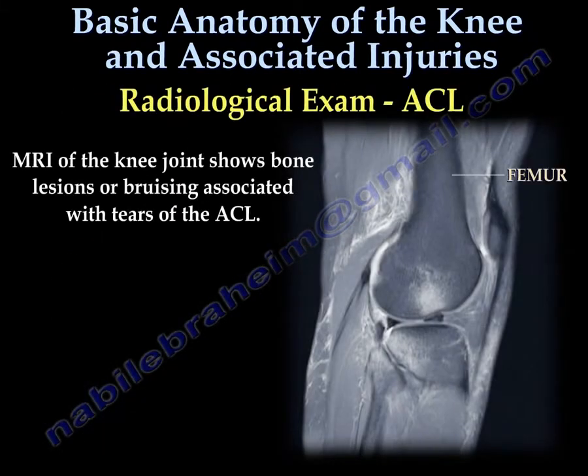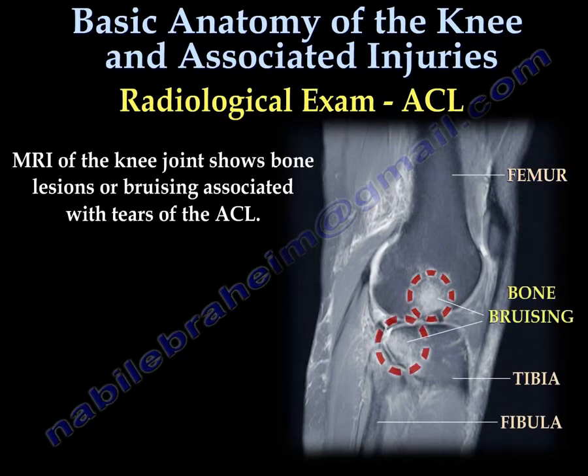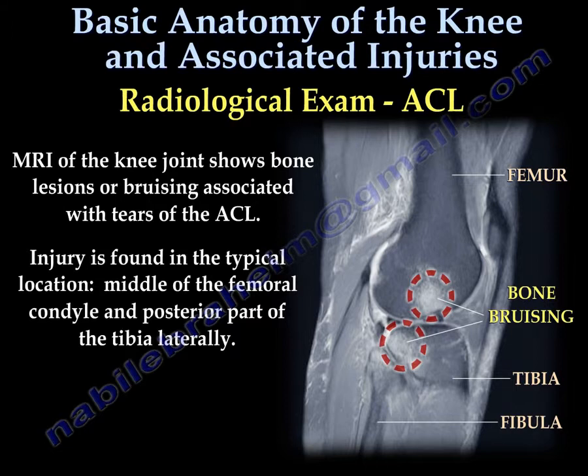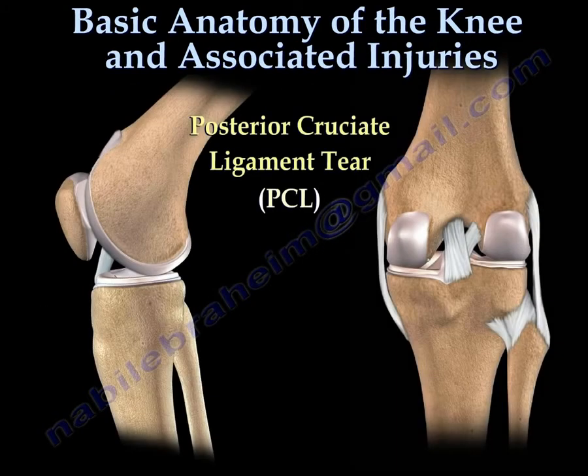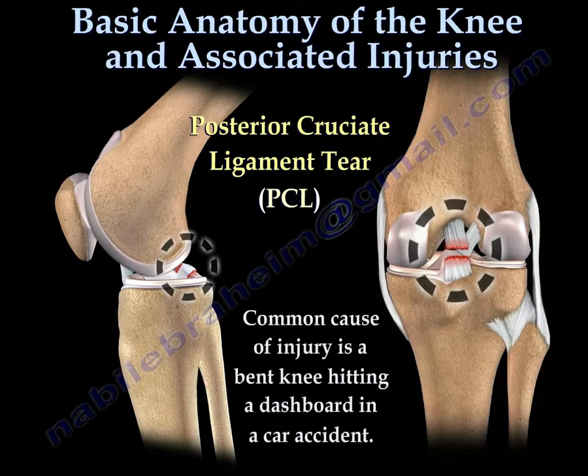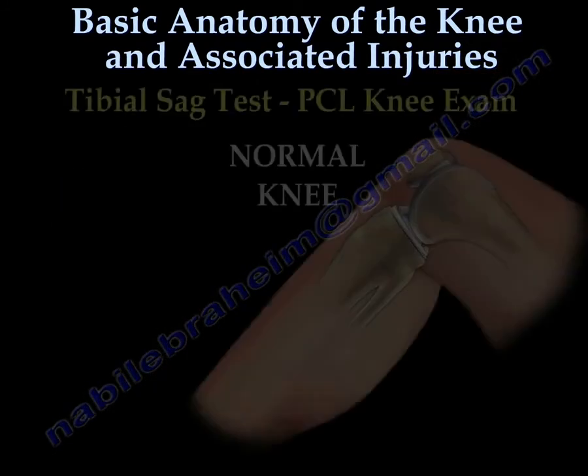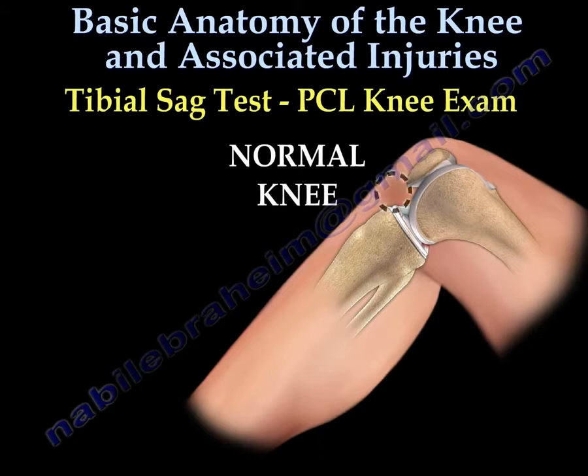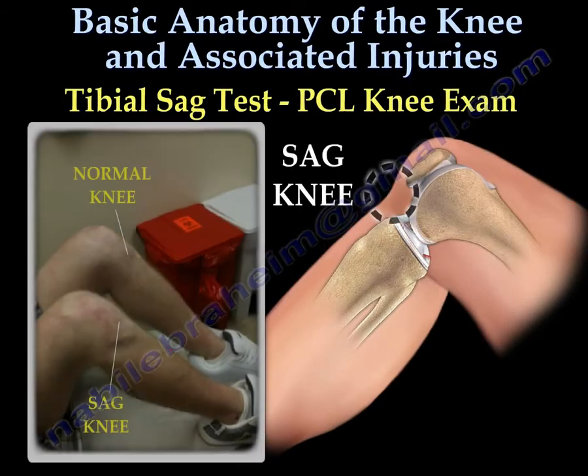Radiological examinations will often show the presence of bone bruising associated with tears of the ACL. These injuries are typically located at the middle of the femoral condyle and on the posterior part of the tibia laterally. When the posterior cruciate ligament ruptures, posterior translation of the tibia will occur. The tibial sag test is used to assess a tear of the posterior cruciate ligament.